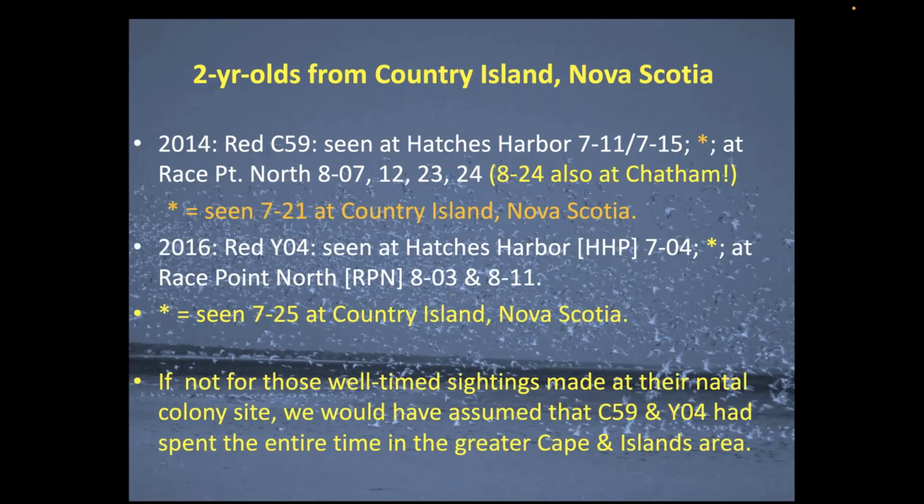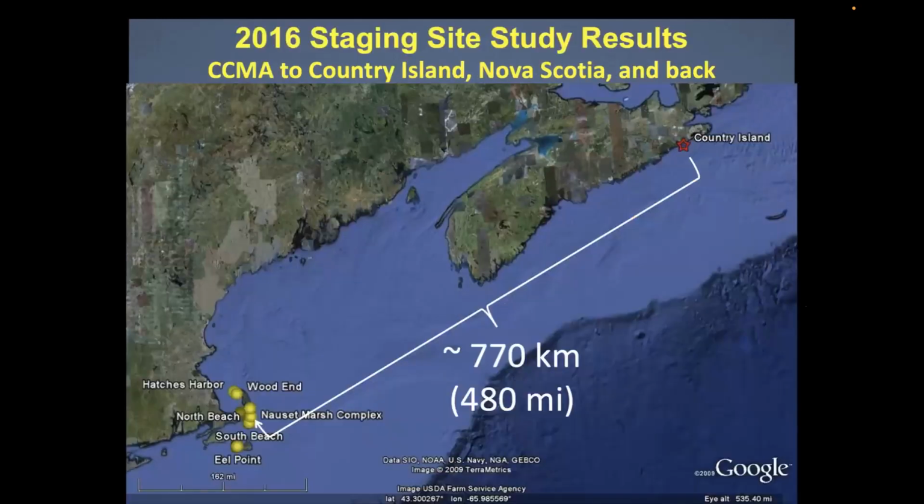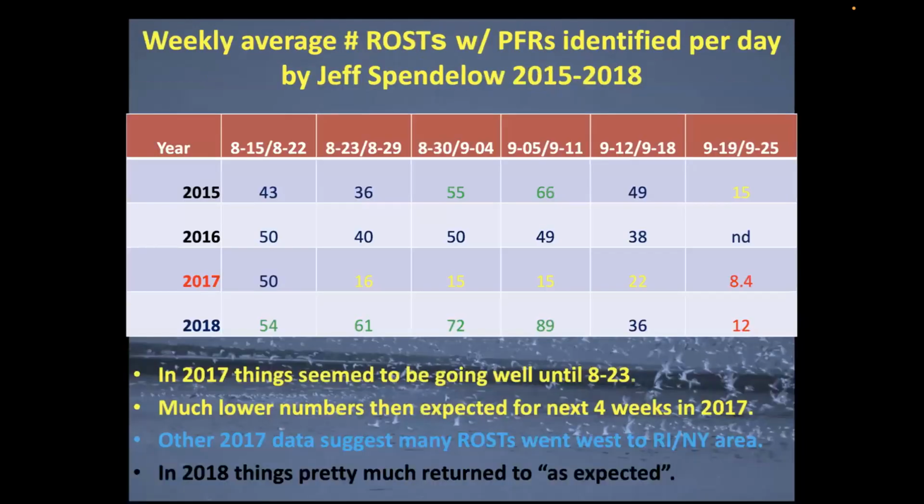If you go to the next slide, those birds made almost a 1,000-mile round trip between the staging sites down there at the Cape, getting back to their natal colony site. They did this in late July. They weren't going to nest. So why did they expend all that energy to go up there? I wish I knew. Next.